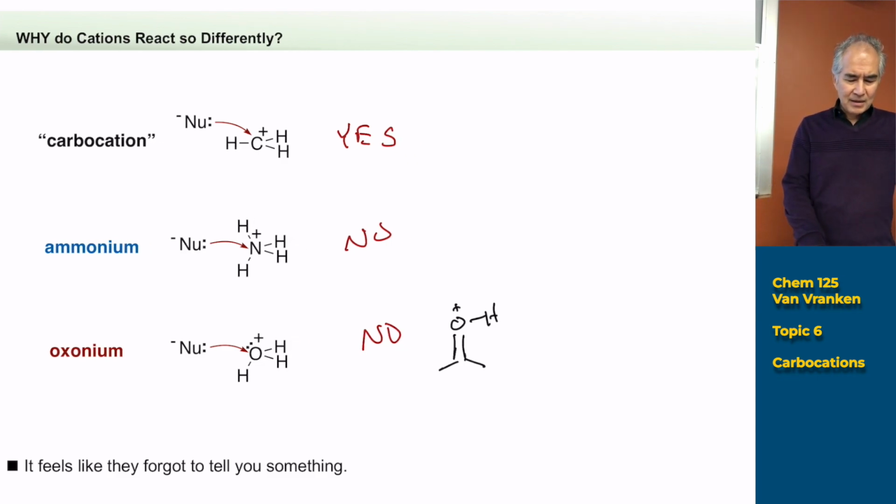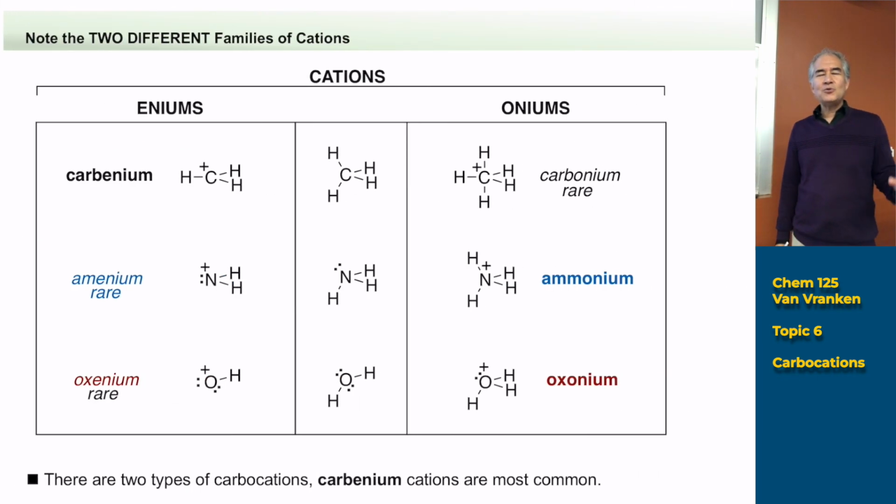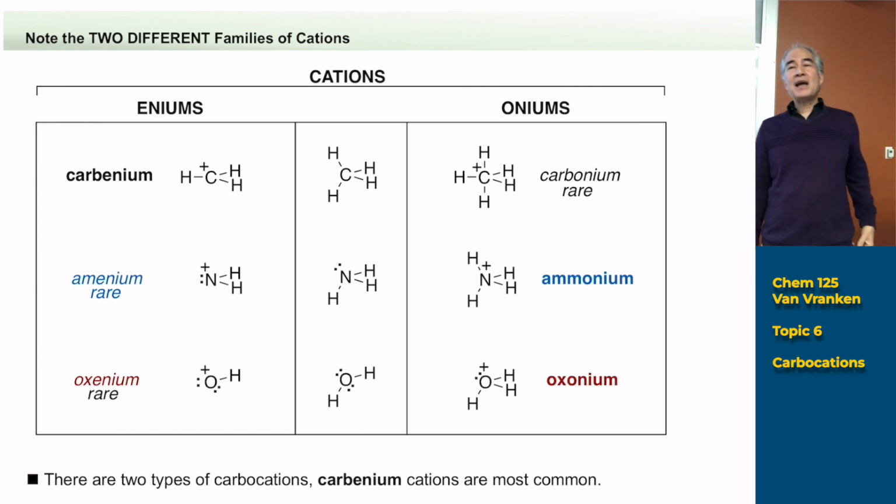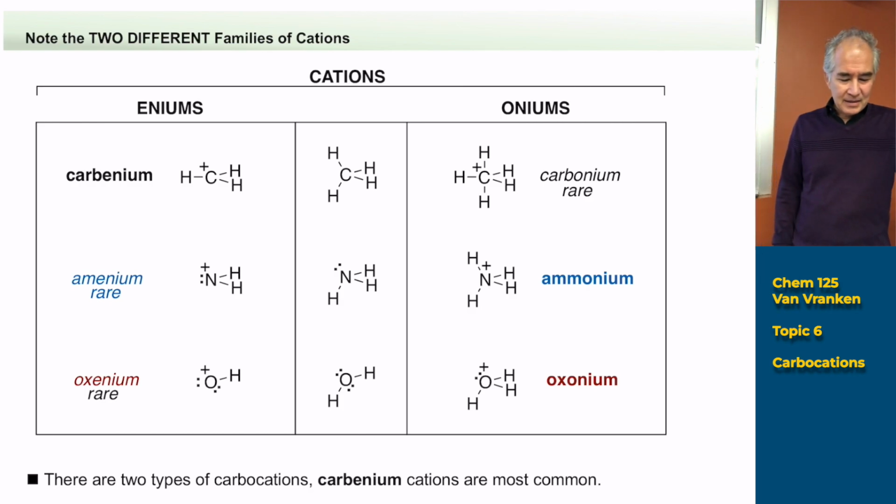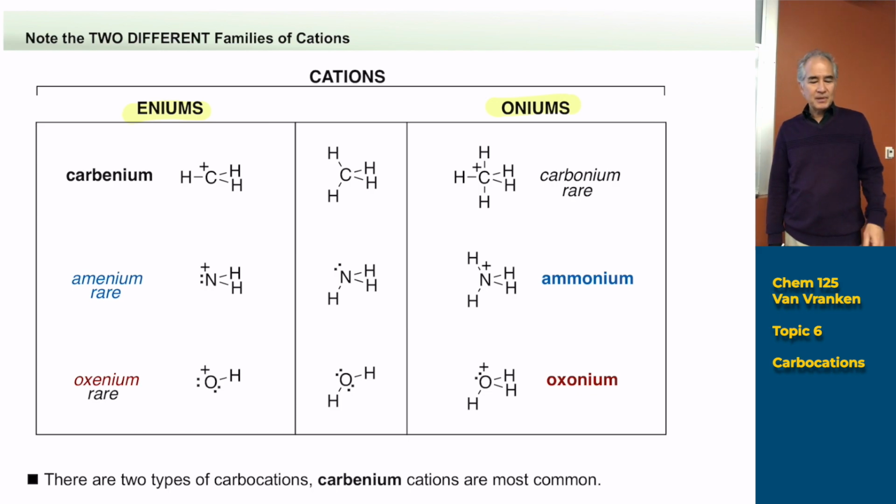Let's talk about this. The reason why this is so complex is there are 2 completely different classes of cations. And if you don't distinguish them, you're going to be forever confused in organic chemistry. So before we start a lecture on carbocations, let's talk about which family of cations we are talking about. There are 2 families of cations. One family of cations are called the eniums, and the other family of cations are called the oniums. They have completely different reactivity and completely different stability.